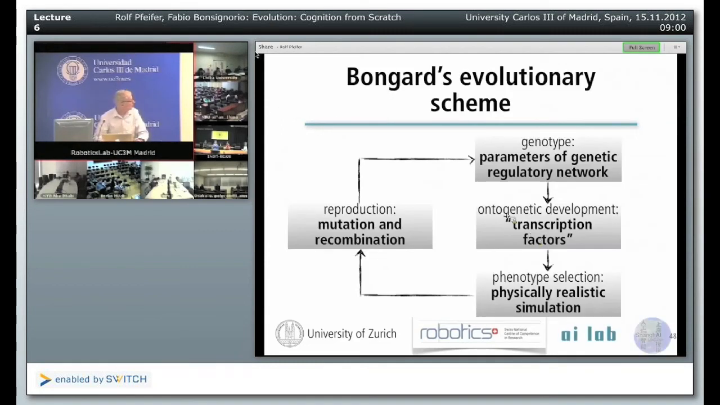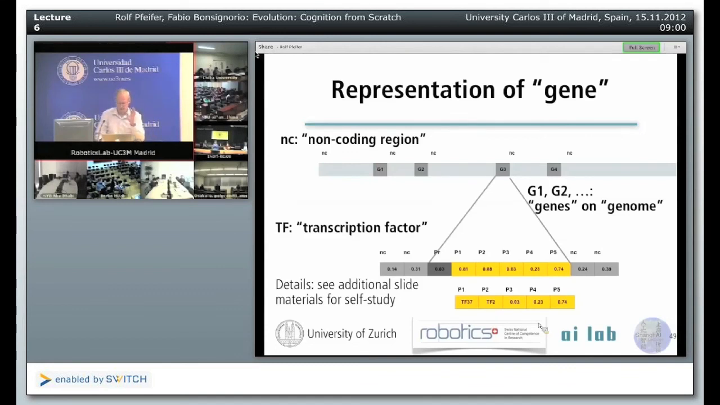And so the system here would be, the genotype would be parameters of the genetic regulatory network rather than parameters of the phenotype, like the length of the segments, the width of the segments, the types of the joints. It's the parameters of the genetic regulatory networks, and then you have transcription factors and so on, and you have all the details in the slides. I don't want to go into that. Please study the details. You should have enough information there that you can actually develop a certain understanding of how you can actually implement something like that. And I think it's an extremely powerful method.